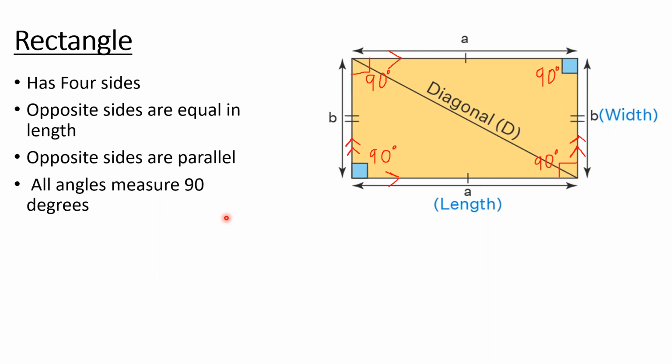So, what on the diagram shows that these two sides are parallel? Like what on the diagram shows that these two sides are parallel? B, say it again. B, no, not the letter. I mean, what symbol?